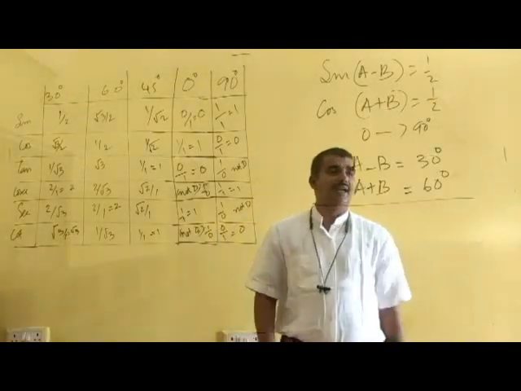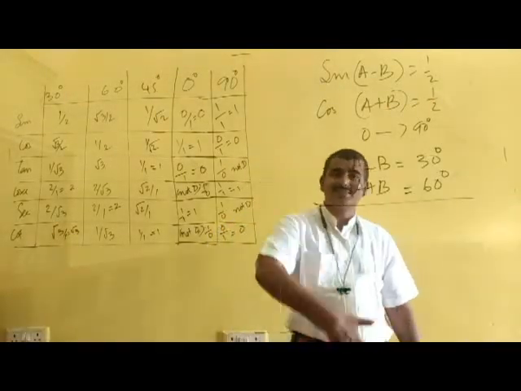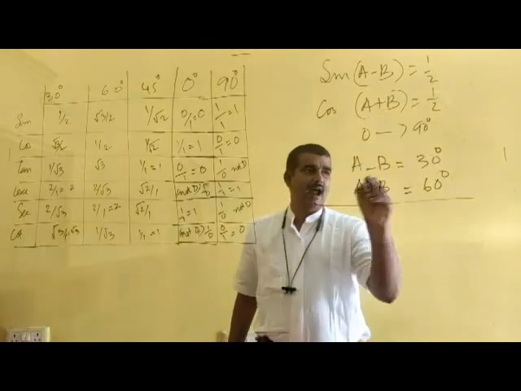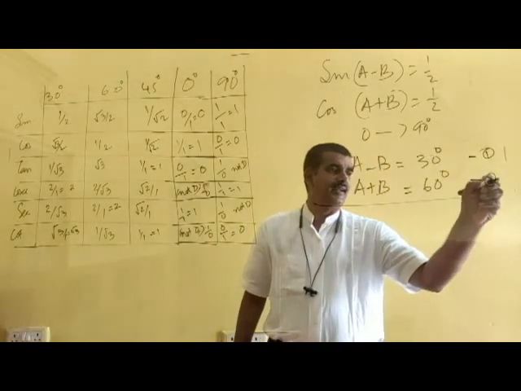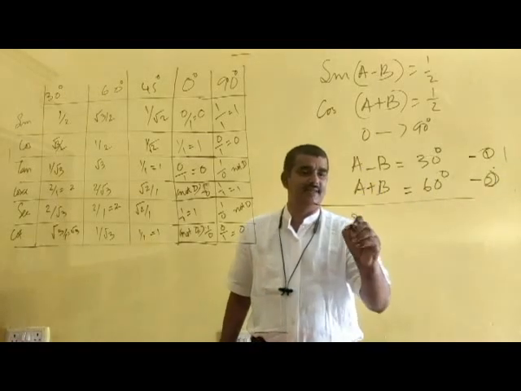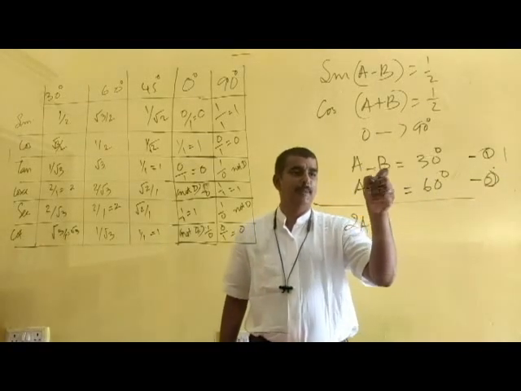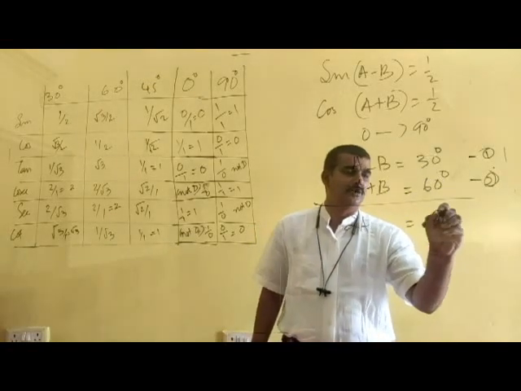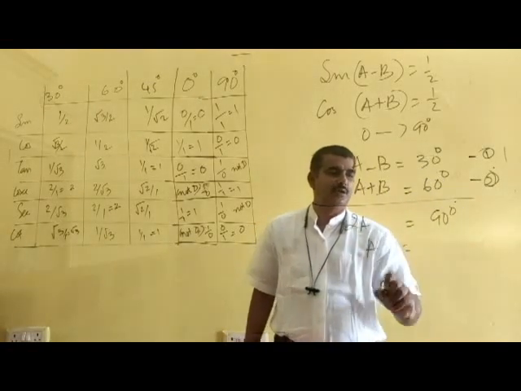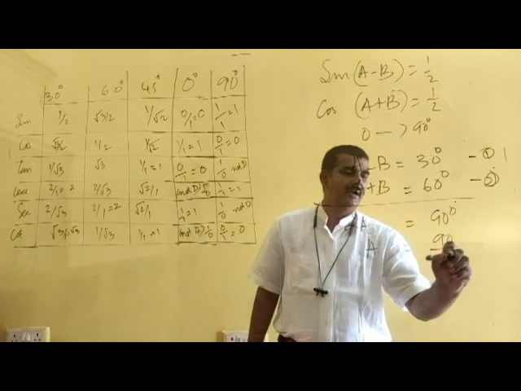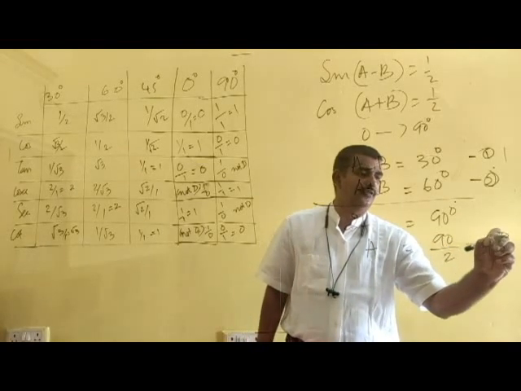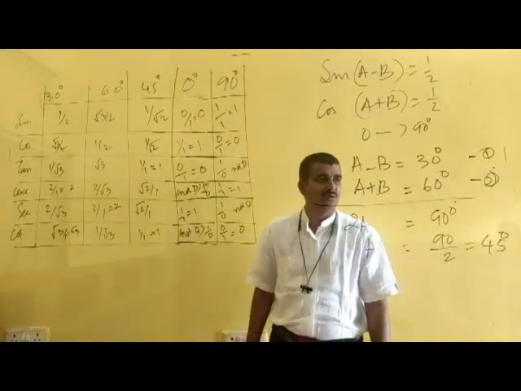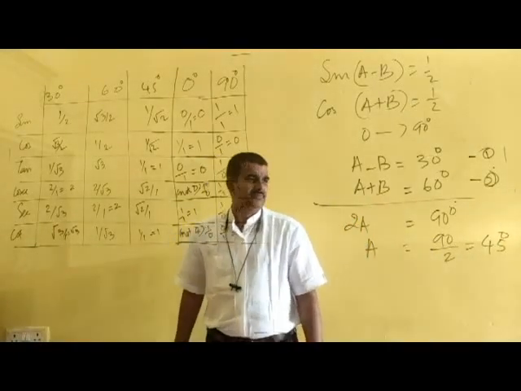Now, if you want to get the value of A and B, just solve these equations. Just add the first equation and the second equation together. A plus A is equal to 2A, minus B plus B is equal to 0. Then 60 plus 30 is equal to 90 degree. A is equal to what? 90 divided by 2, that is equal to 45 degree.